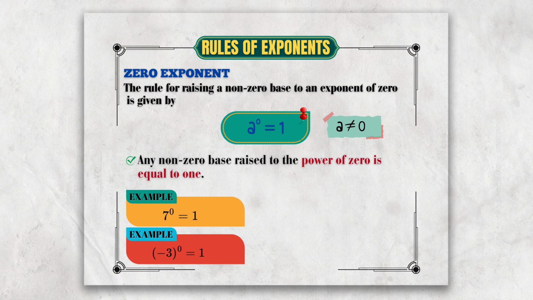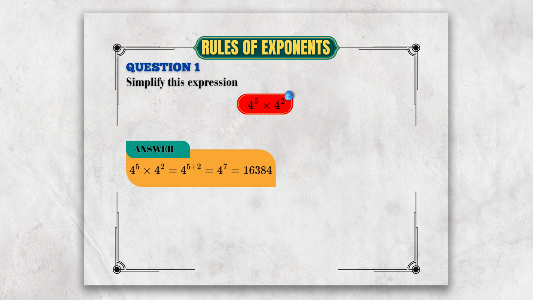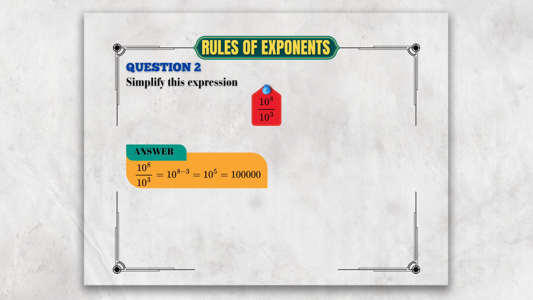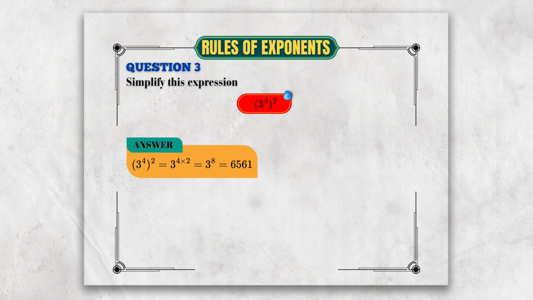Now, on to our first test problem. Simplify this expression. The answer is 4 exponent 7. Next, simplify this expression. The answer is 10 exponent 5. And finally, simplify this expression. The answer is 3 exponent 8.